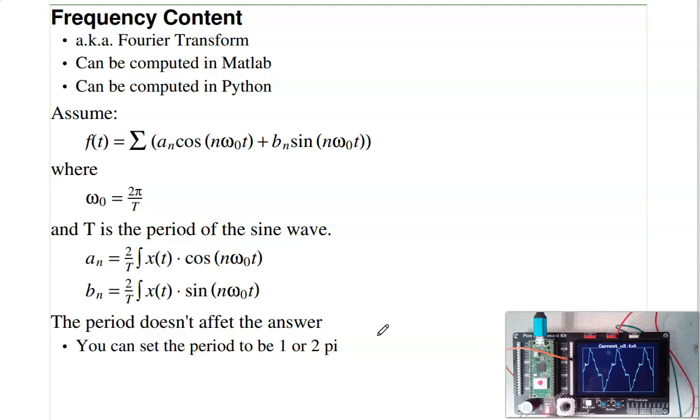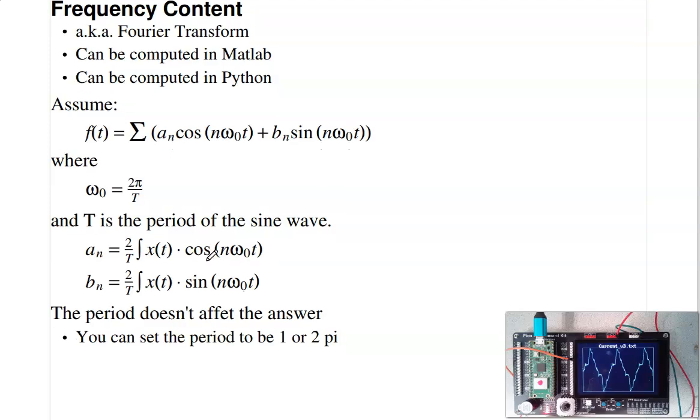I can calculate the frequency content by doing Fourier transforms. Now, Fourier transforms can be done in MATLAB. They can be done in Python. In MATLAB, what I do is, if I assume my signal's in the form of sines and cosines, where omega naught is 2 pi over the period, each of these terms can be found by doing 2 over T, the integral of x times cosine. And note that the period doesn't really affect the result. The Fourier coefficients are the same regardless of the period.